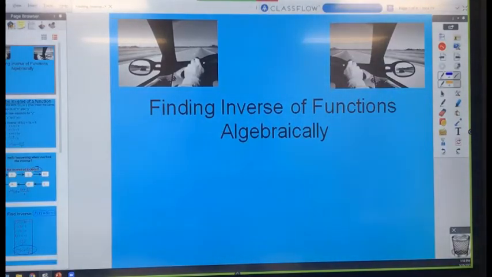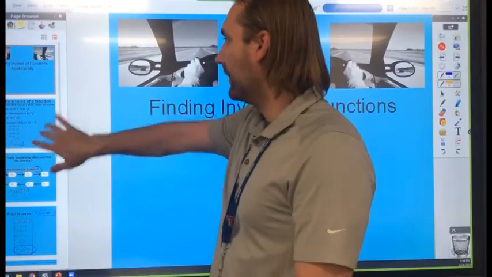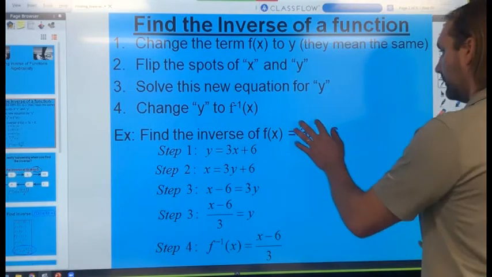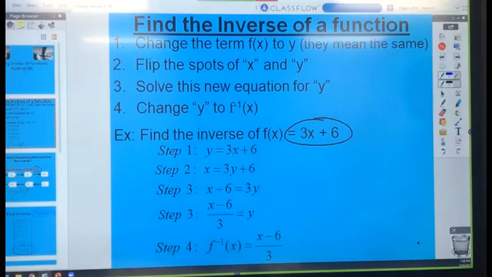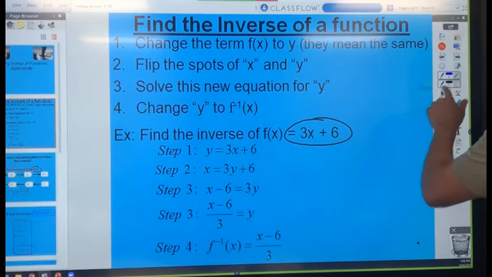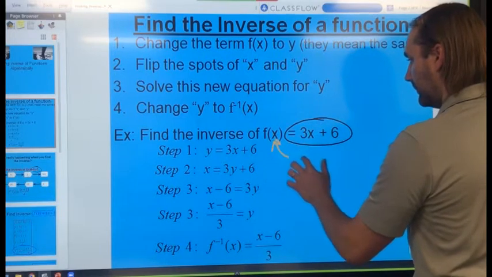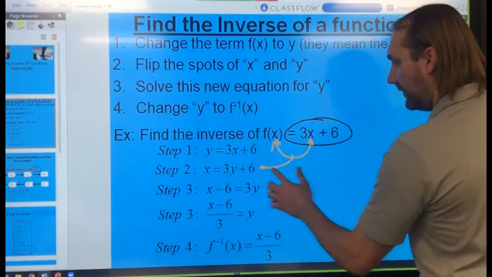For today, we're going to look at how to find inverses of a function. So how to write them. There is a traditional method, and it goes like this. You have a function, 3x plus 6, and you want to find the inverse. What you want to do is flip the x and the y. So that leads to this step right here.